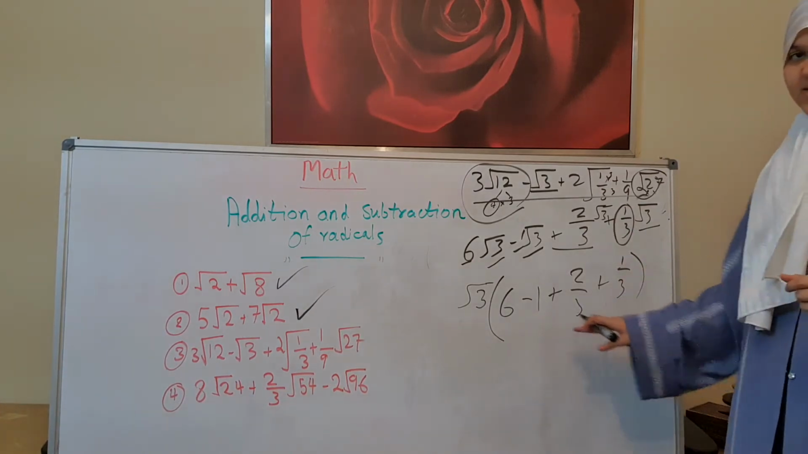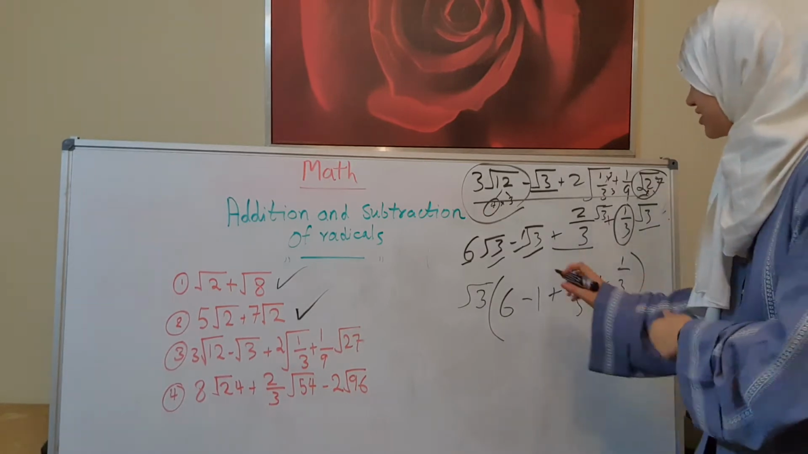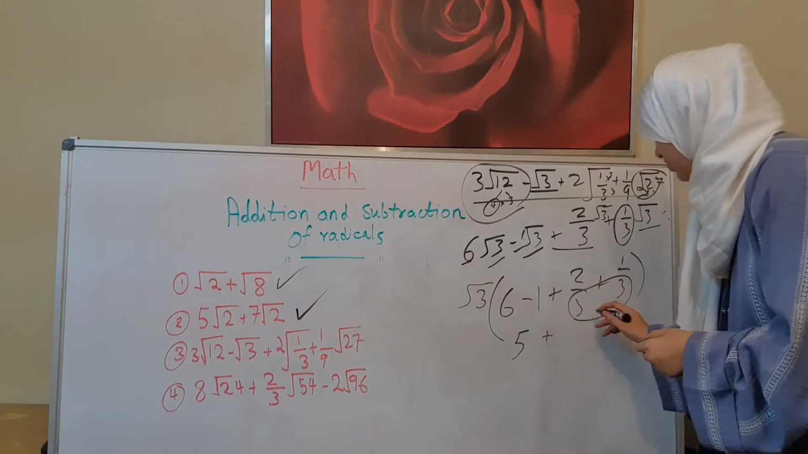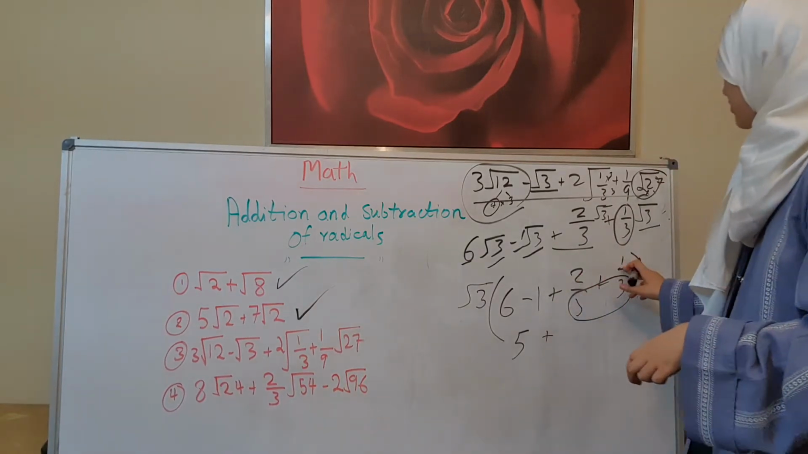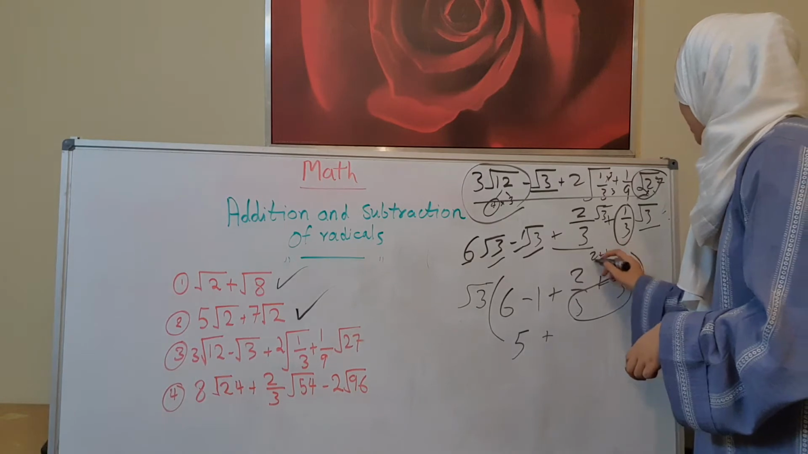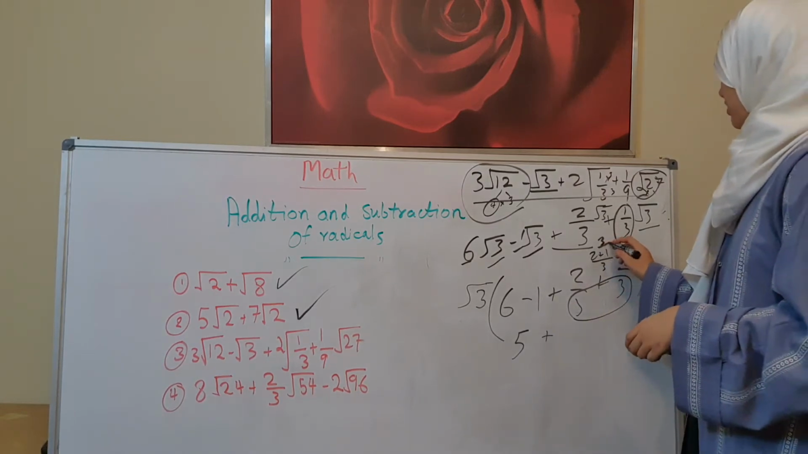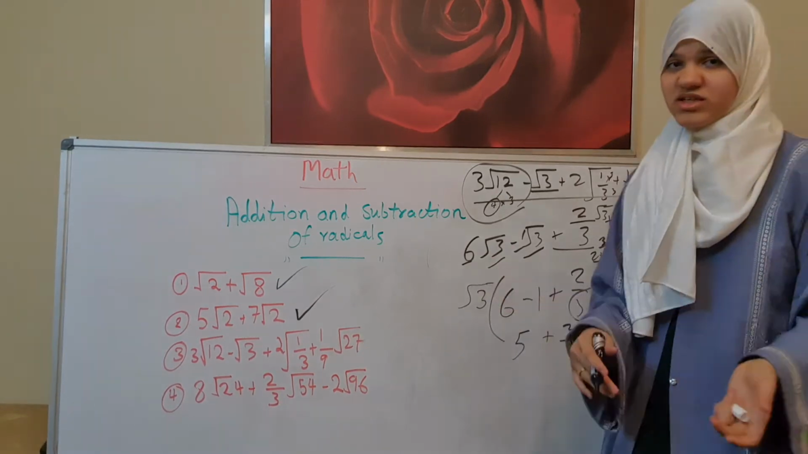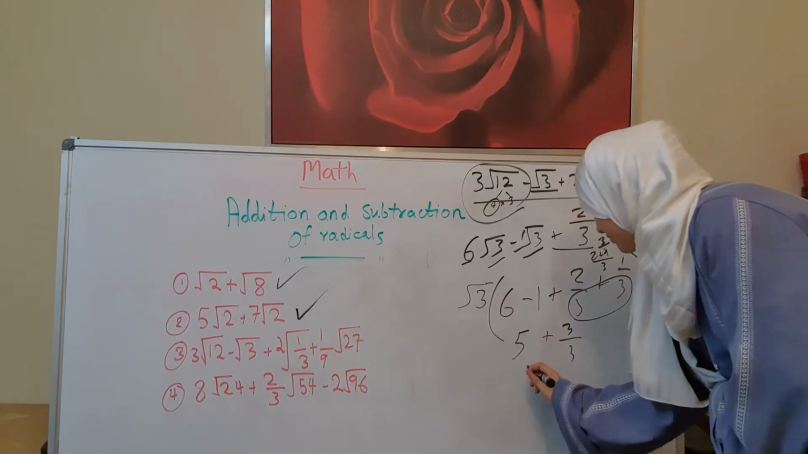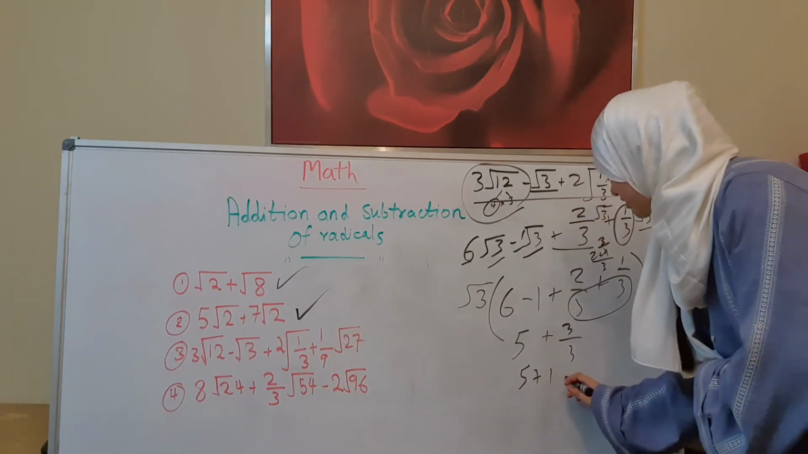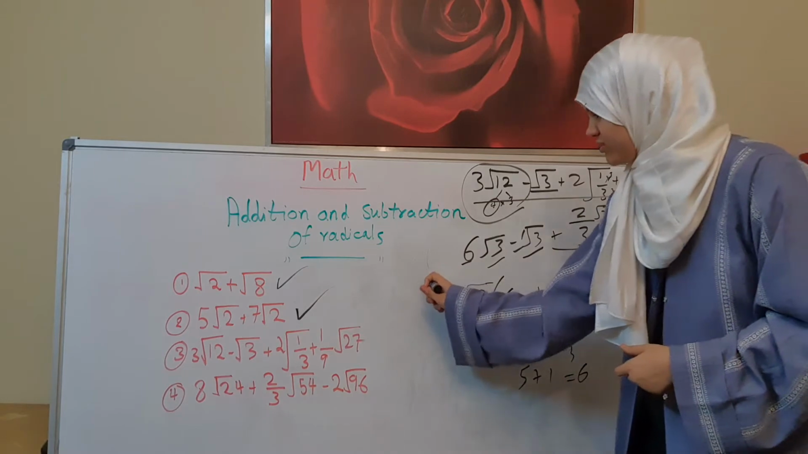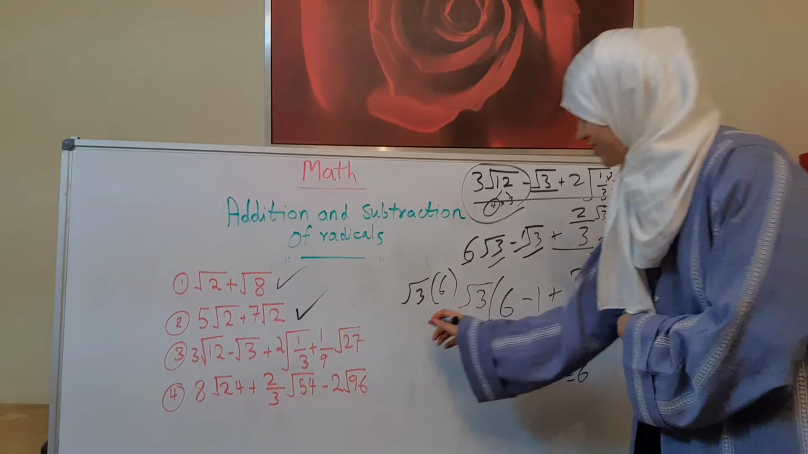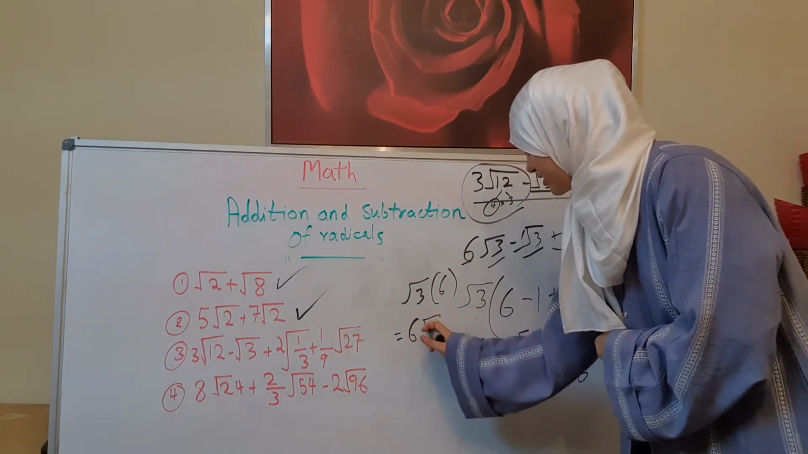Now simplify what's inside the bracket. It will be 6 minus 1, 5, plus here the denominator is the same, so 2 plus 1 over 3. It will be 3 over 3. That means 5 plus 3 over 3, and we know that 3 over 3 is equal to 1. So 5 plus 1 is equal to 6. That means radical 3 times 6 in brackets, or the final answer can be 6 radical 3.